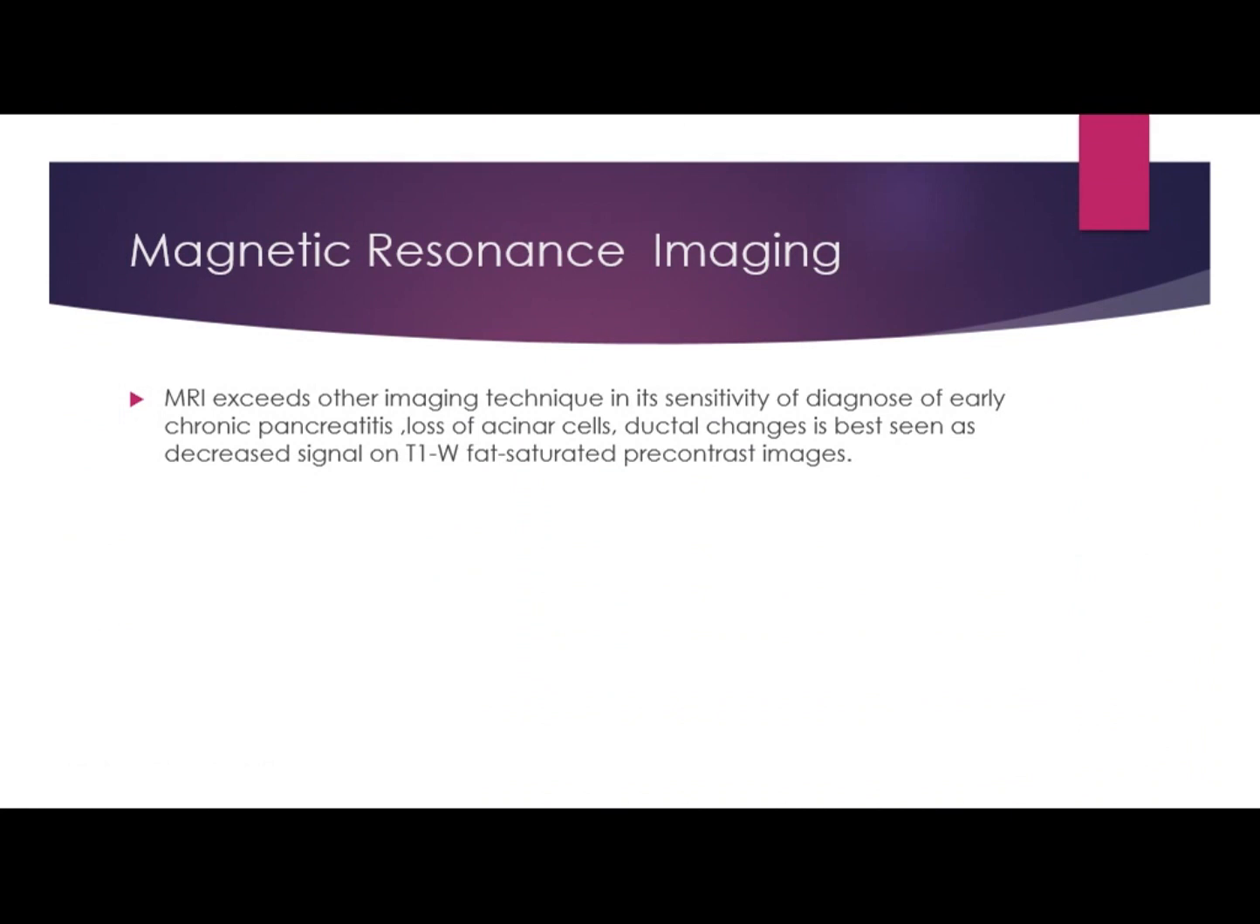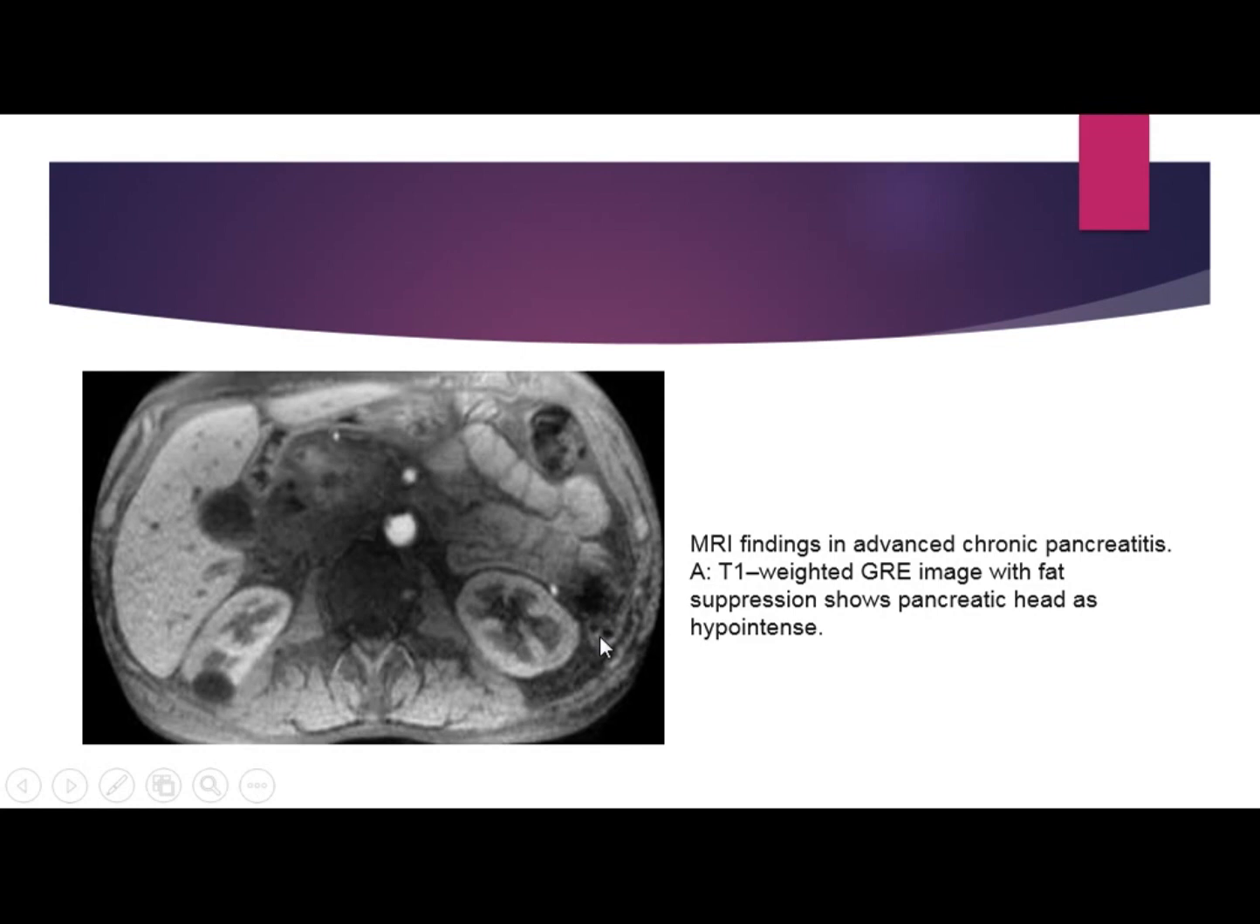We said that MRI is very sensitive for diagnosis of chronic pancreatitis. You can see loss of acinar cells and ductal changes, with decreased signal intensity on T1 and increased signal intensity on T2. Here, it should be this, decreased signal intensity at T1.